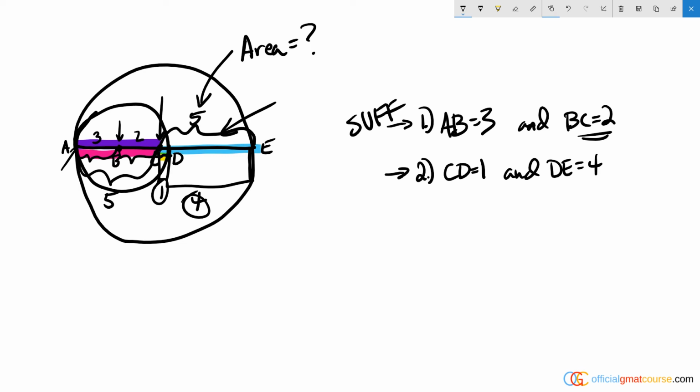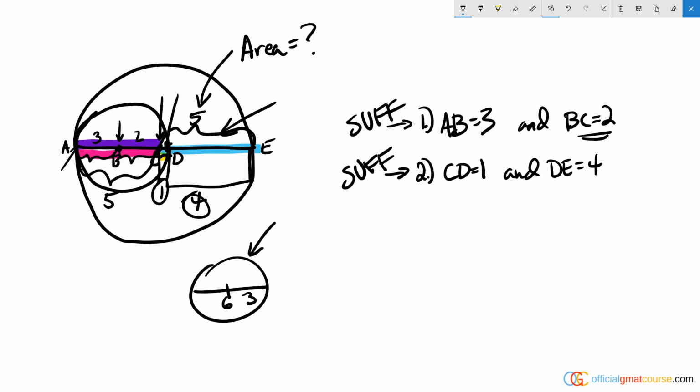From C to D right here is a distance of 1 for a total distance across the smaller circle of 6, which means the radius is again 3, which means we can solve the area of the smaller circle as well. And now that we have both areas from statement 2, this is proving to be sufficient as well.